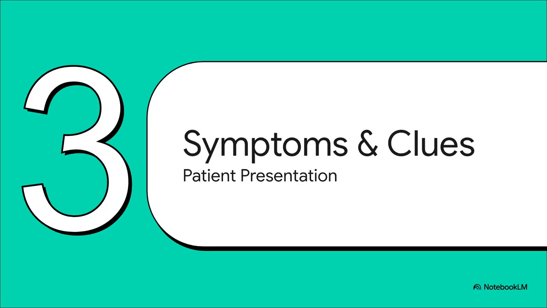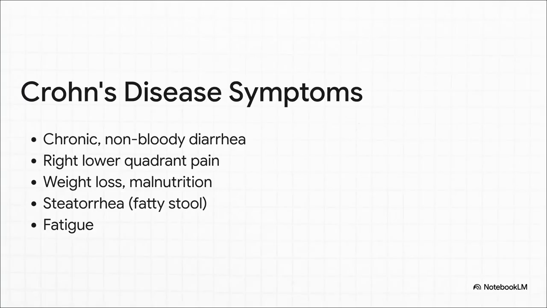Okay, so we've looked inside the body. Now let's talk about what you, as the nurse, are actually going to see and hear. What are the clinical clues your patient is going to give you? With a Crohn's patient, you're often going to hear about chronic diarrhea that is not bloody and pain over on the right lower side of their abdomen. And remember how Crohn's can hit the small intestine? Well, that's where we absorb our nutrients, so it makes total sense that you see major weight loss and those fatty stools, what we call steatorrhea.